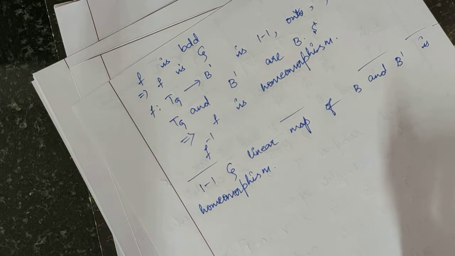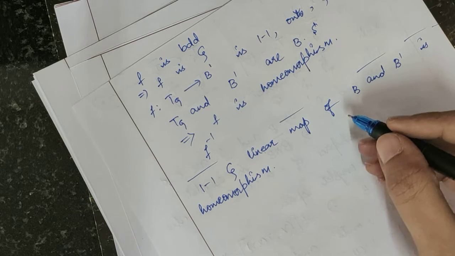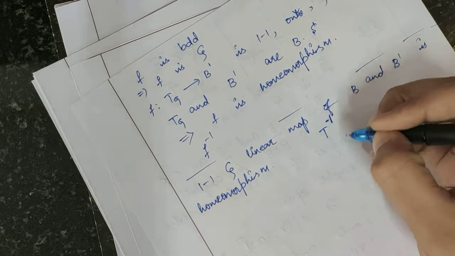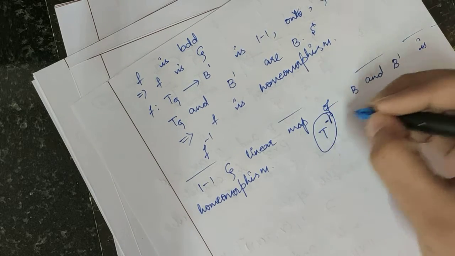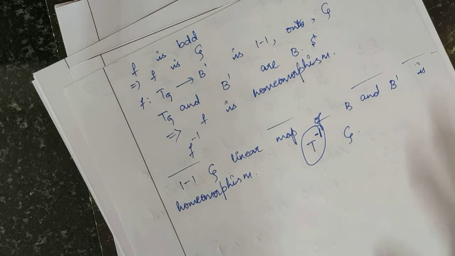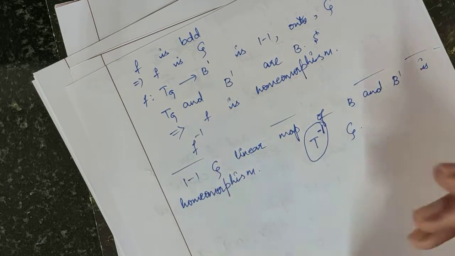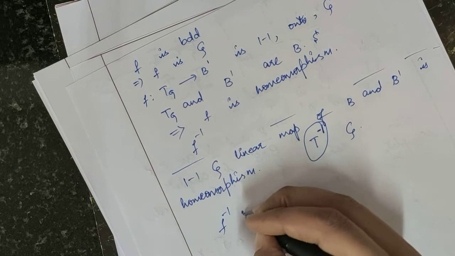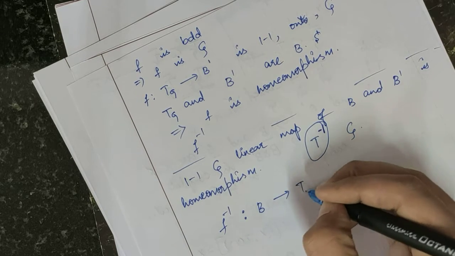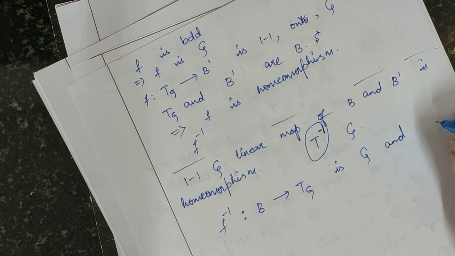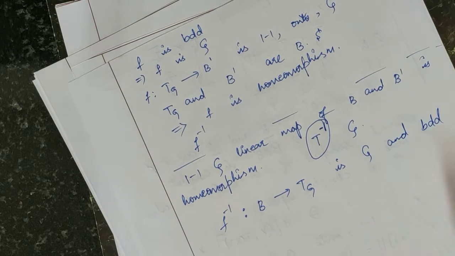That means in particular we can say that if a one-one linear map T of a Banach space B onto itself is continuous, then there exists inverse, I can say that as T inverse. This is automatically continuous. This is a well-known fact. So using this fact, I can say that f inverse is also continuous. So we can define our mapping f inverse as B to Tg, and this is continuous. If this is continuous, I can say that it is bounded.